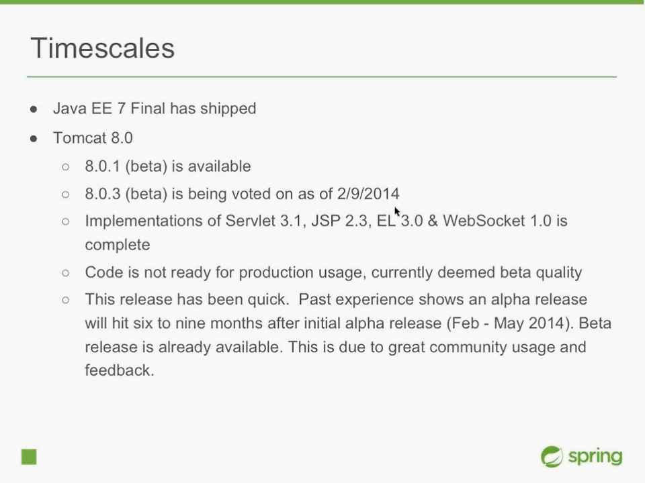So Tomcat 8 implements the Java EE 7 specification that shipped last year. The 8.0.1 beta is available. The 8.0.3 beta was voted on and passed the vote, so it should be released within the next 24 to 48 hours. The implementations for each of the specifications are complete, but now we are in the phase where the container is undergoing user testing. Effectively, it's an open source product, so the more you use it, the more stable it becomes.